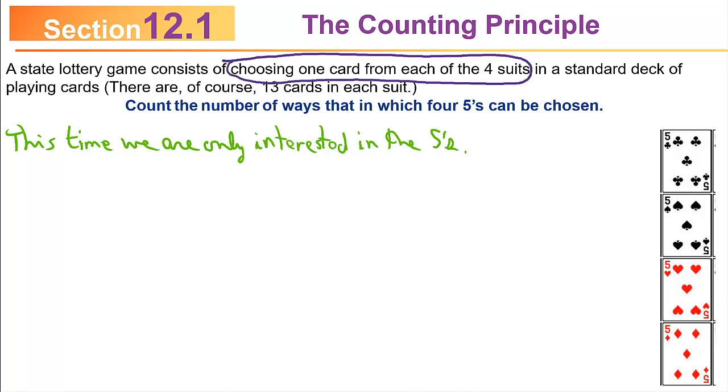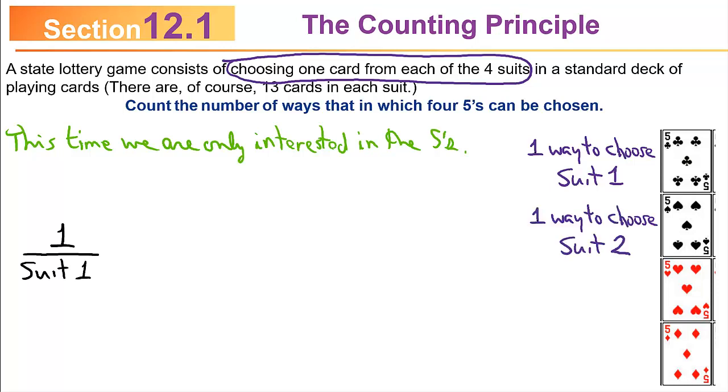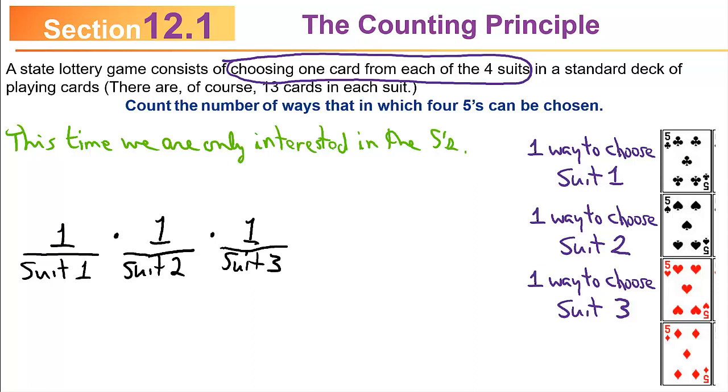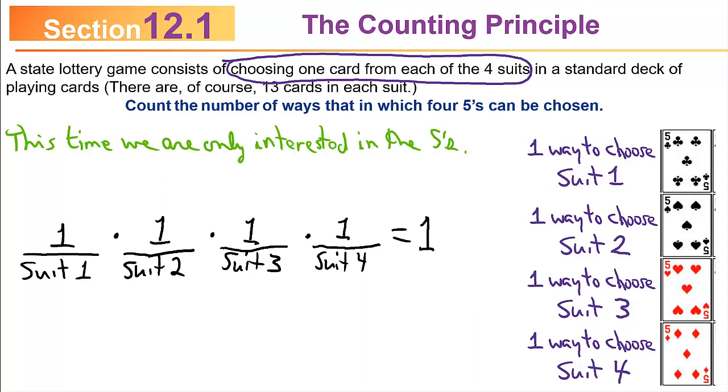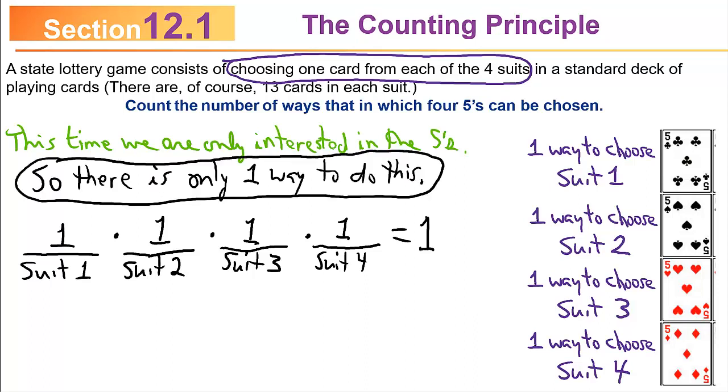So this is a 4-stage experiment. But there's only one card in the first suit, which in this case is clubs. There's only one club there. So by the counting principle, there's only one way to do that. By the time I move down to the second one, again, there's only one 5 there, so there's only one way to do it. When I move to the third one, there's only one 5 there. There's only one way to do it. By the time I get to the fourth suit, which in this case is a diamond, there's only one there. So by the counting principle, there's 1 times 1 times 1 times 1, which is equal to 1. There's only one way to do this.